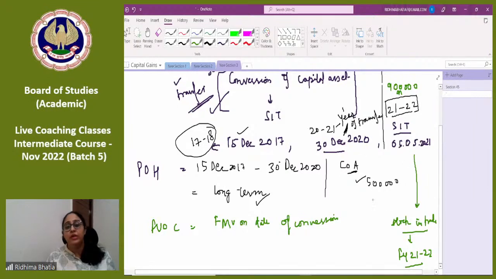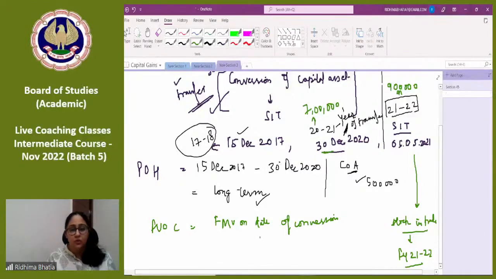Fair market value on date of conversion. So suppose the fair market value on date of conversion is 7 lakhs. That is on 30th December 2020. उस jewelry का fair market value is 7 lakh. This would be my deemed full value of consideration.